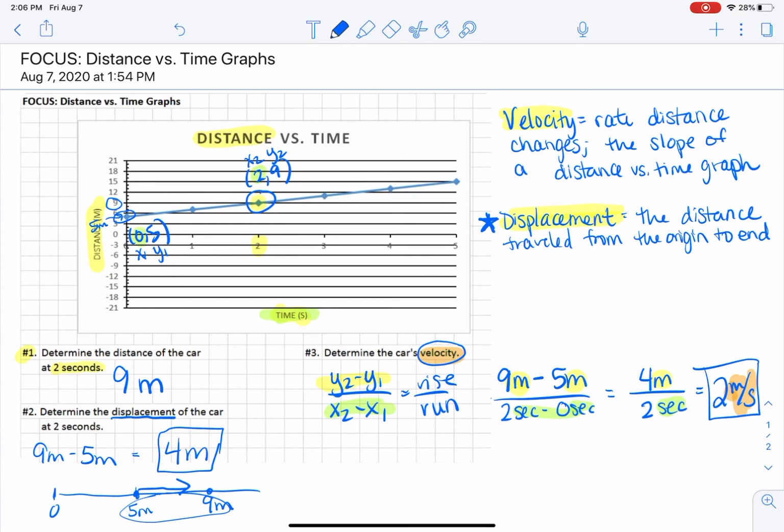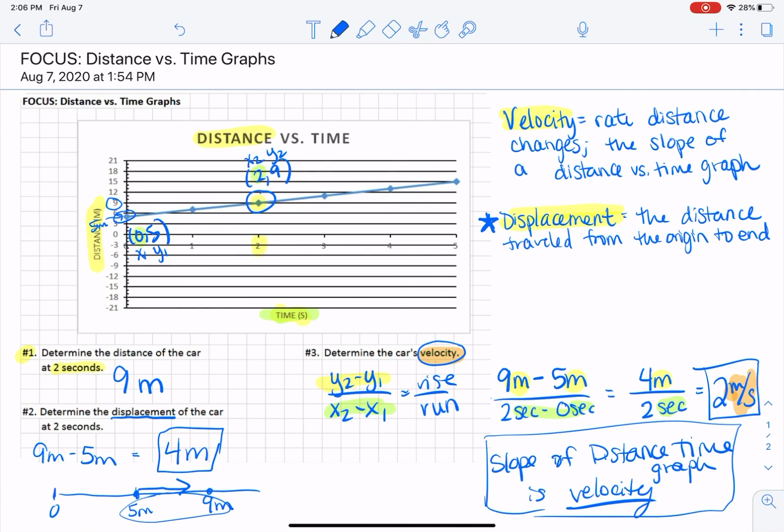With this, the slope of that line of a distance time graph is velocity. So slope of a distance time graph is velocity. Okay? That's something that's just going to become really, really helpful for you moving forward. So that's kind of the big takeaway from this.